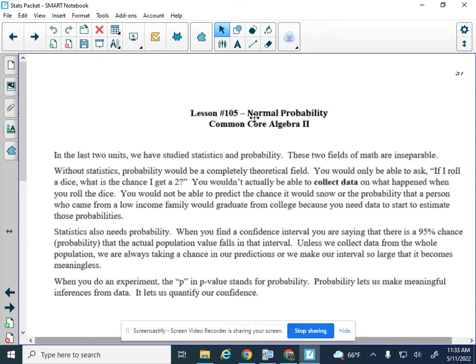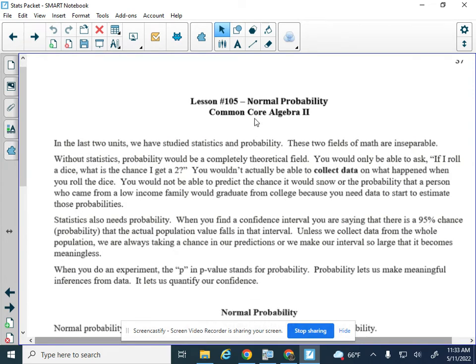So this is lesson 105, and we're going to be talking about the normal curve and probability. So it says, in the last 2 units, we have studied statistics and probability. These two fields of math are inseparable. Without statistics, probability would be a completely theoretical field.